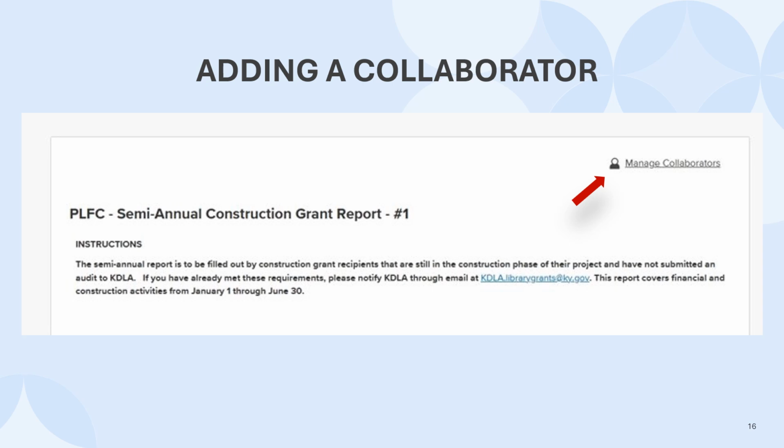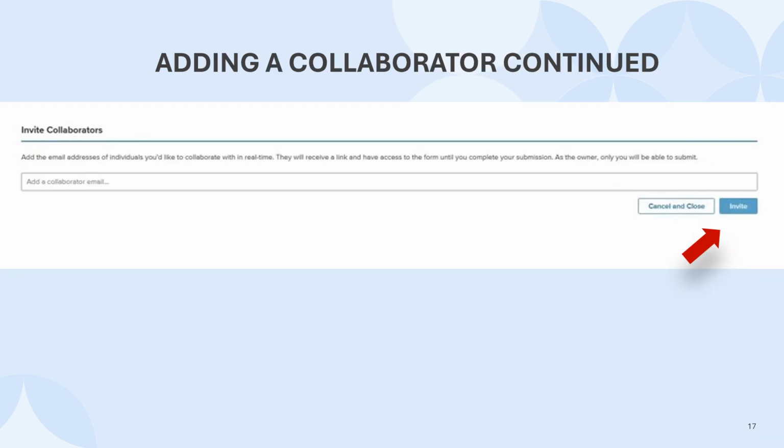If another person needs to help fill out a report form, such as a bookkeeper or an accountant, you can add them to the report by selecting Manage Collaborators at the top right and follow the directions. We ask that you don't share your passwords with other people. To add a collaborator, simply enter the email address of the person who needs to help complete the report and then select Invite. That person will receive an email invite with a link that will direct them to Submittable to work on the form.